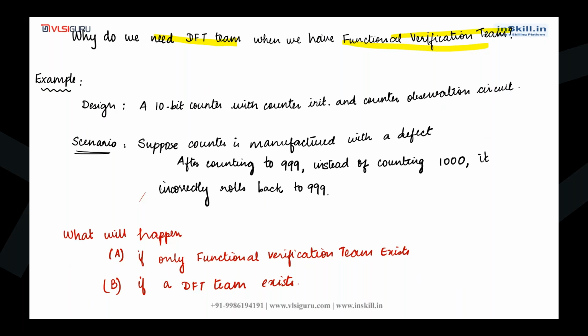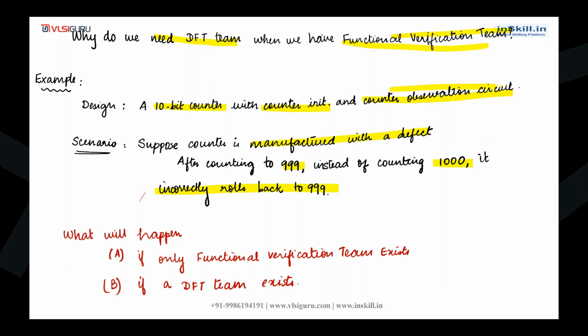Consider our design. It is a 10-bit counter with a counter initialization and a counter observation circuit. Suppose the counter is manufactured with a defect. Consider that after counting 999, instead of counting 1000, it incorrectly rolls back to 999.